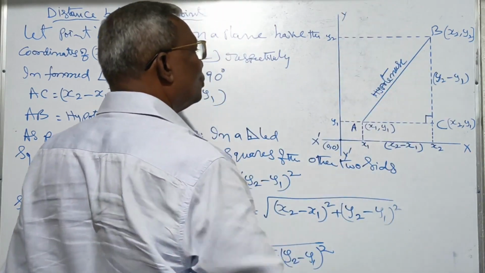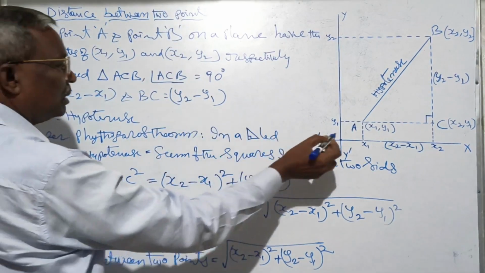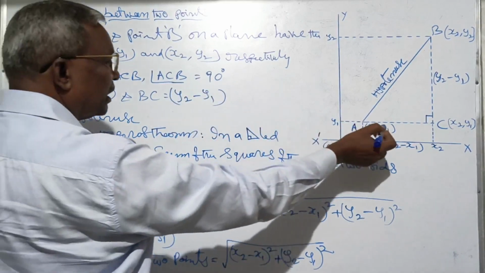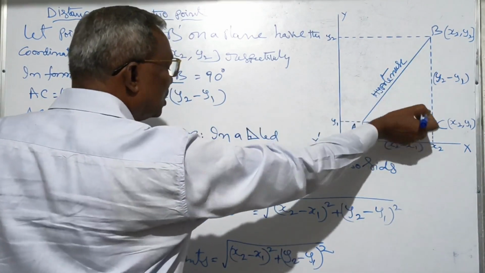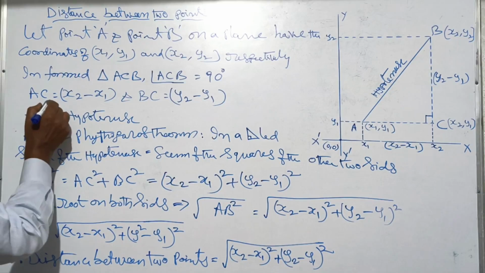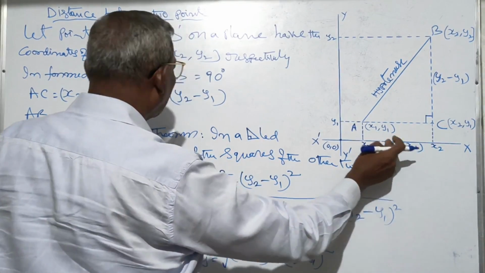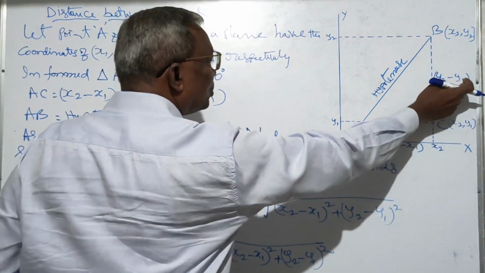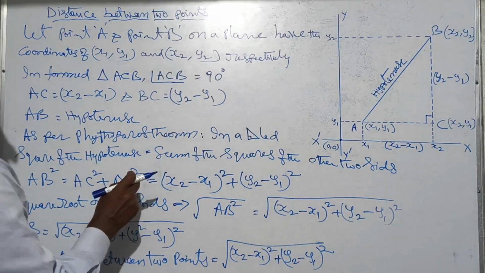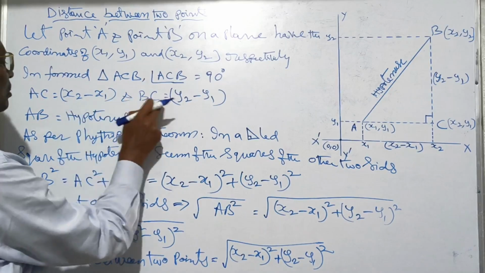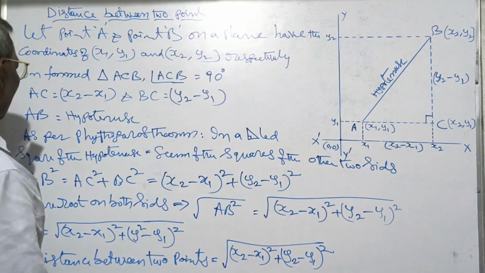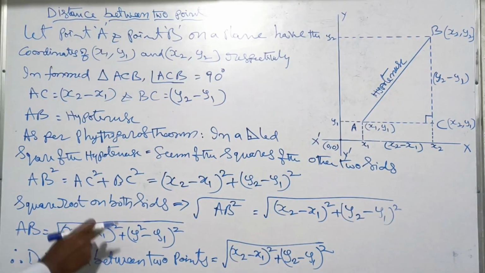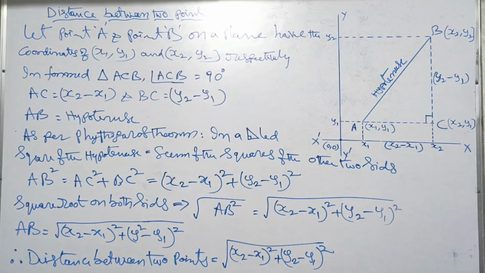In the formed triangle ACB, angle ACB is equal to 90 degrees. AC is equal to x2 minus x1. BC is equal to y2 minus y1. Then AB is equal to the hypotenuse.